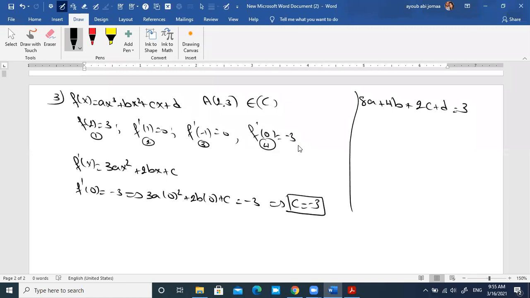The derivative f prime of 1: f prime of x is 3a times 1 squared, so 3a plus 2b plus c is equal to 0. This is the second equation. Then f prime of negative 1 gives 3a minus 2b plus c equals 0. And the last one, f prime of 0 equals negative 3, gives 0 plus 0 plus c, so c is equal to negative 3.